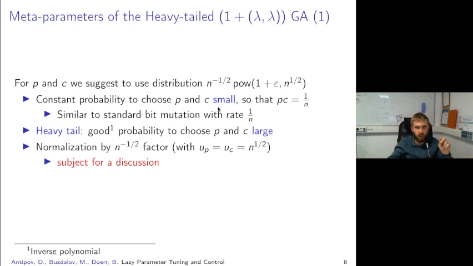On the one hand, we can choose very small p and c, so that pc equals 1 over n, and this product of p and c for the 1 plus lambda comma lambda GA is something like the mutation rate for the 1 plus 1 EA, and there is a common recommendation to use this mutation rate equal to 1 over n. On the other hand, we are also very likely to choose them large if we need this on our problem.